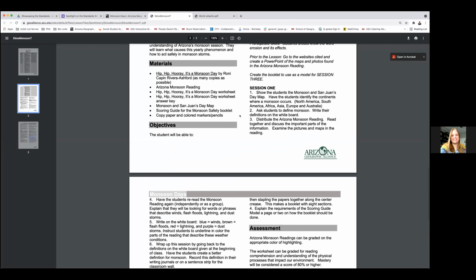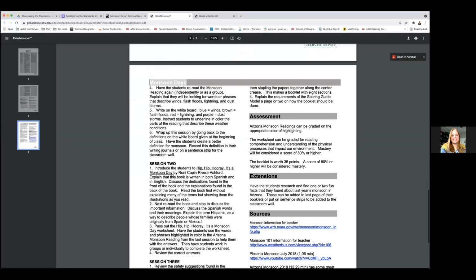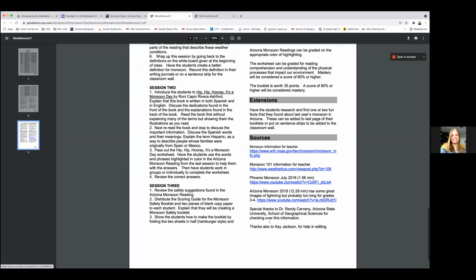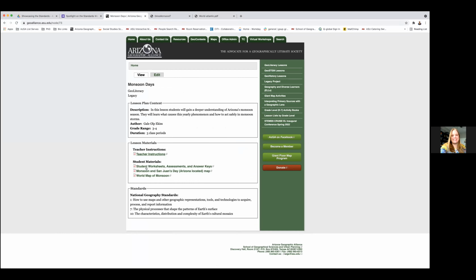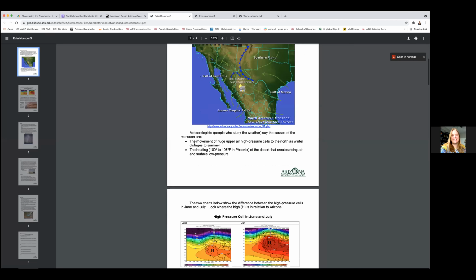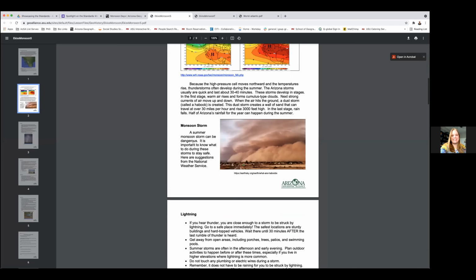It shows you the assessments. Right? The booklet's worth 35 points. This is the score, hopefully you're looking at. Here's your different sessions. Here's some sources as well. Some videos that you could show, some other aspects to it. Also, if you look at the page, you have your student worksheets. So these are the sheets that I was telling you about. Here's that monsoon reading. Okay, here's some other charts that show you what is a monsoon, what is lightning.